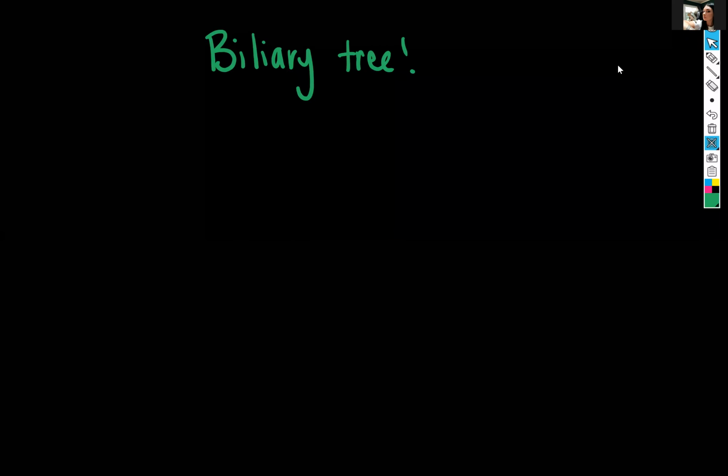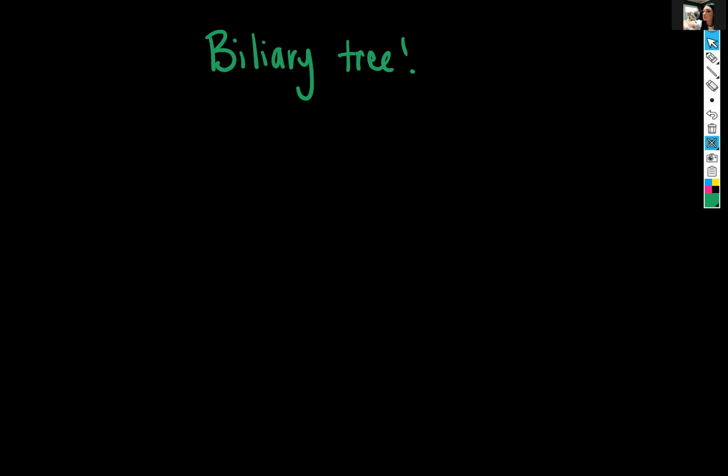Okay, so let's talk about the biliary tree. Biliary refers to bile. So bile is basically a detergent, just like dish soap. Although do not drink dish soap, please, it will kill you. Bile basically emulsifies fat so that you can digest it. So it makes fat go from being in big droplets that are indigestible to little tiny particles that are digestible.